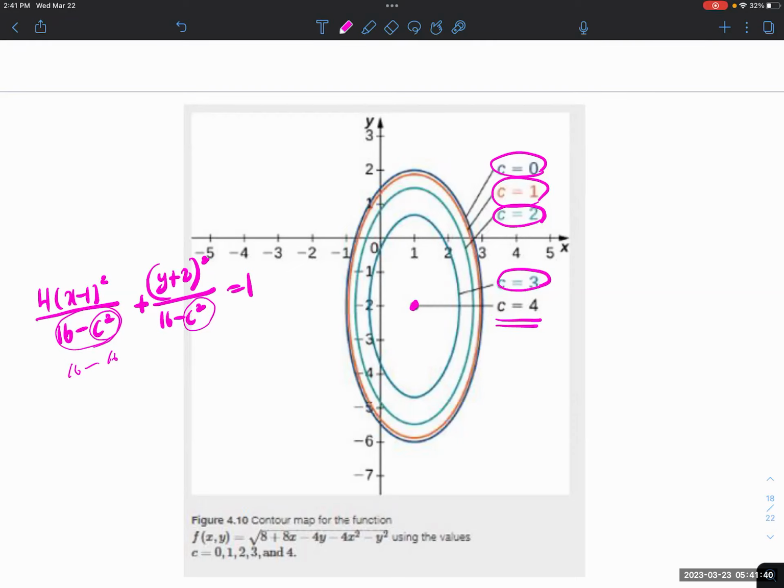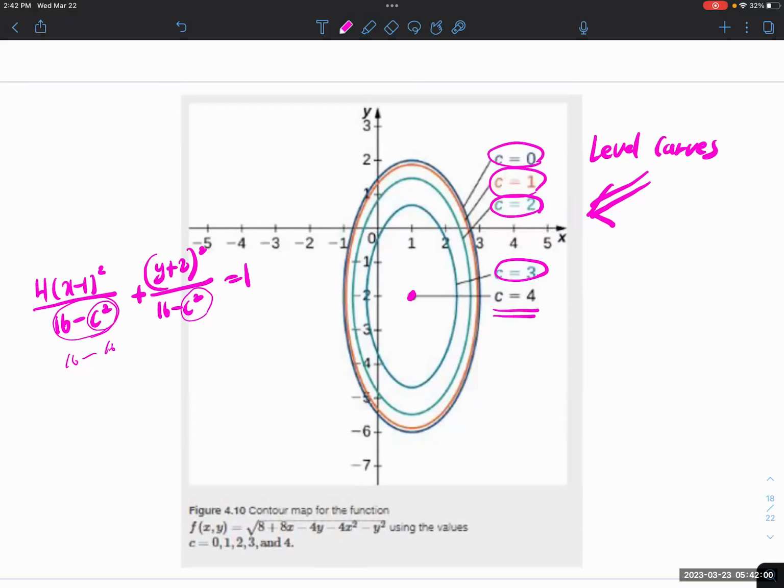And what do we call this? We call this level curves, like the age of trees or a topographical map. You can find similar concepts in many real-life examples. So that's the concept of level curves.